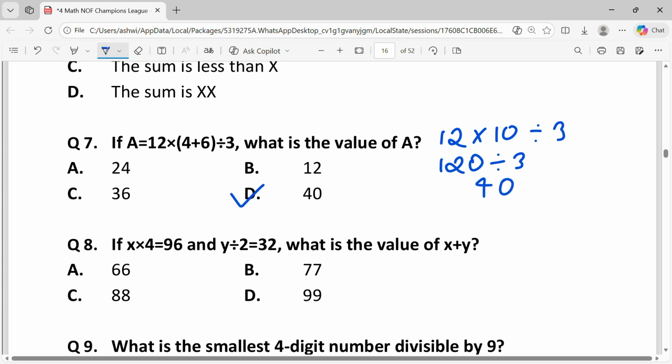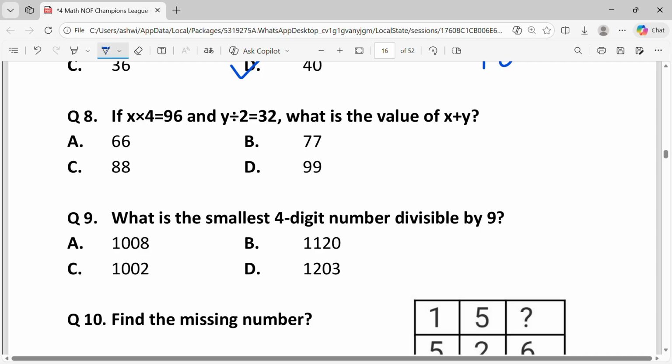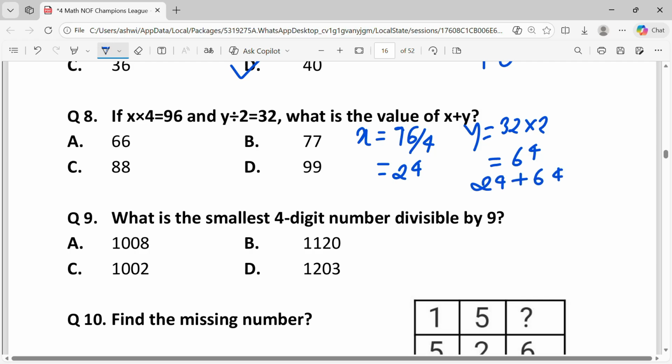Option D. Question 8. If x into 4 is equal to 96 and y divided by 2 is equal to 32, what is the value of x plus y? So from these equations we have x is equal to 96 divided by 4, that is equal to 24, and y is equal to 32 into 2, that is equal to 64. So the value of x plus y will be 24 plus 64, that is equal to 88. That is option C.